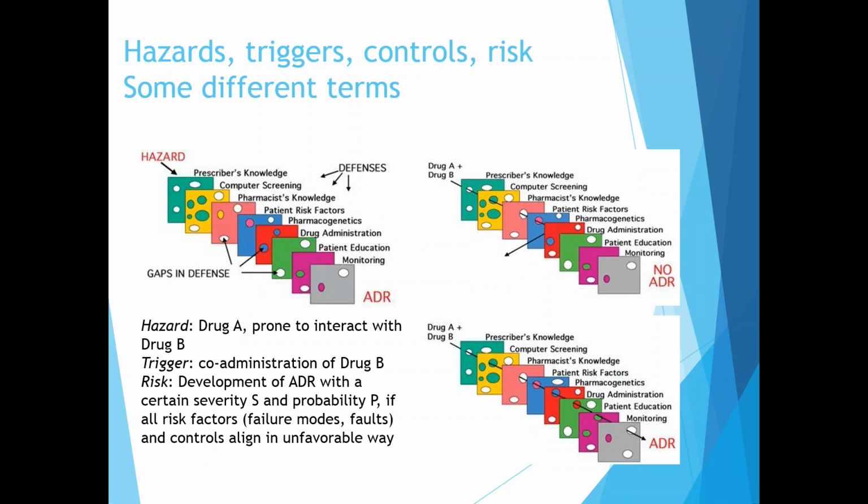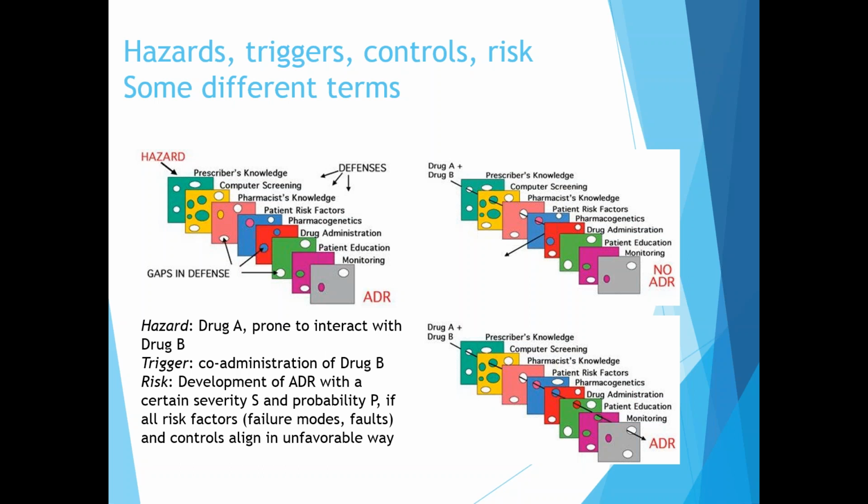So if we think about this in terms of drug safety, for example, here are some other terms that we could use. For example, we have an inherent hazard, a drug A, that is prone to drug-drug interactions. So usually when drug A is co-administered with drug B, as you see in the upper right panel, many of the factors that control the development of an adverse drug reaction will not align in an unfavorable way, and there won't be an adverse outcome. But if the barriers fail and all the risk factors align, this will lead to the development of an adverse outcome.